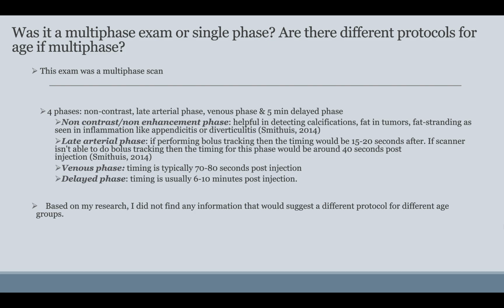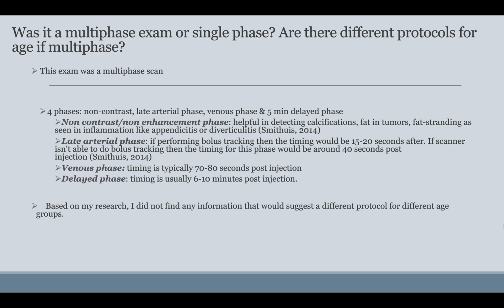So, was it a multi-phase exam or a single phase, and are there different protocols for age if multi-phase? So this exam was a multi-phase exam, and as I mentioned before, this includes 4 phases: a non-contrast phase, a late arterial phase, a venous phase, and then a delayed phase, which could be anywhere from 5 minutes to 10 minutes, just depending on what pathology they are looking for or just on the site protocol.